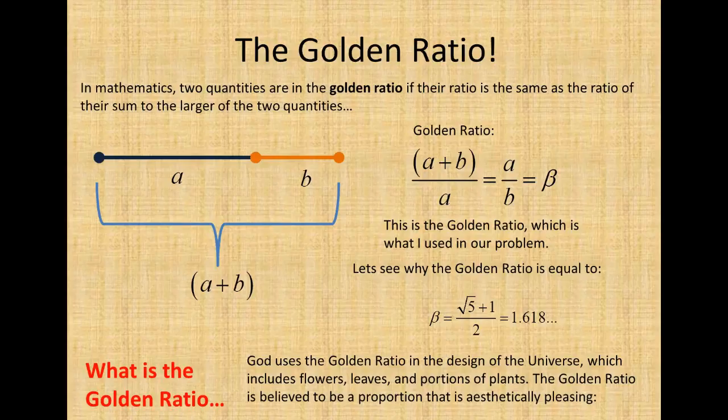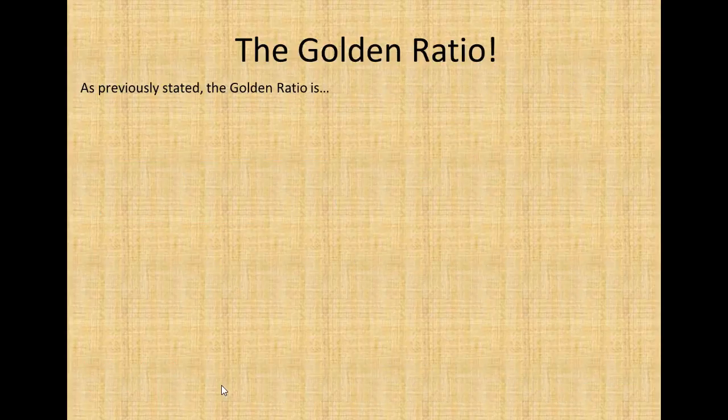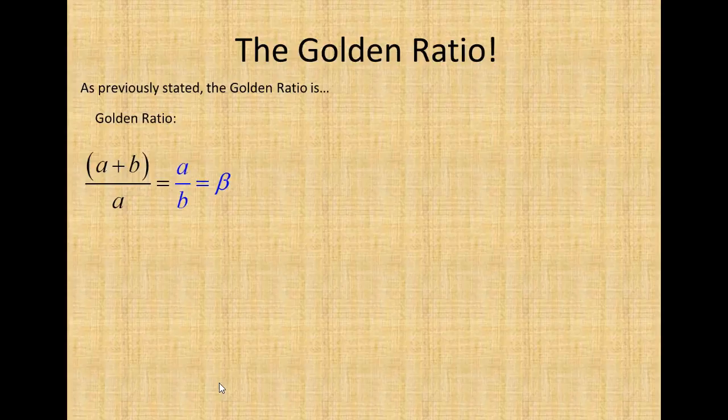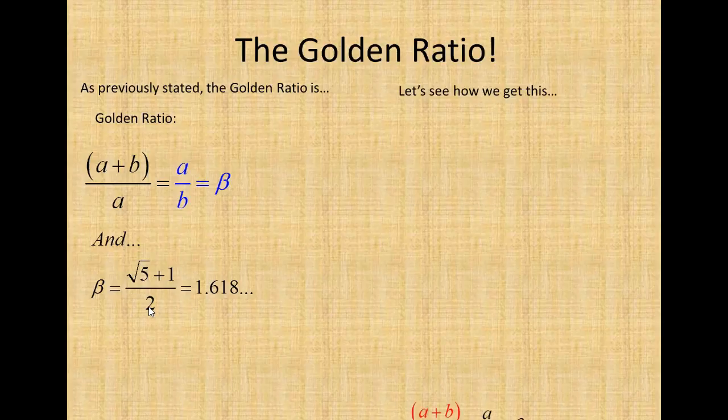Let's look at this golden ratio and see how we get it. The square root of 5 plus 1 divided by 2. As previously stated, the golden ratio is A plus B divided by A is equal to A divided by B is equal to beta. That's really read A plus B is to A as A is to B. And that's equal to beta, and beta is equal to the square root of 5 plus 1 divided by 2. Let's see how we get that.